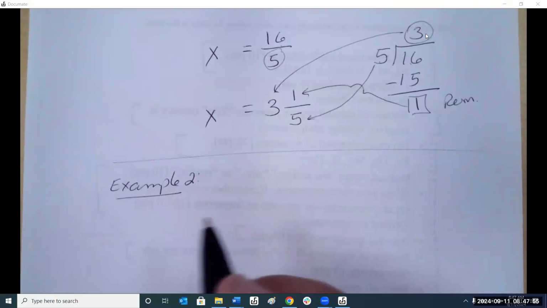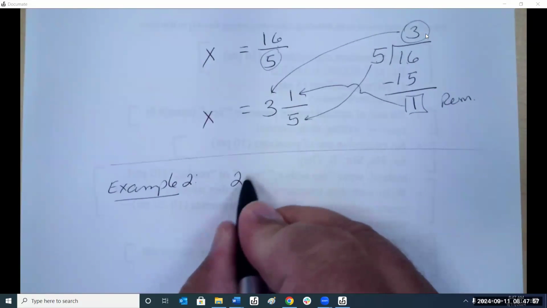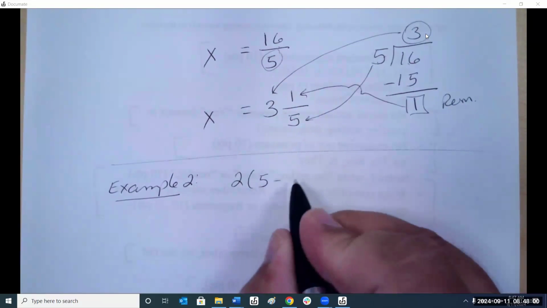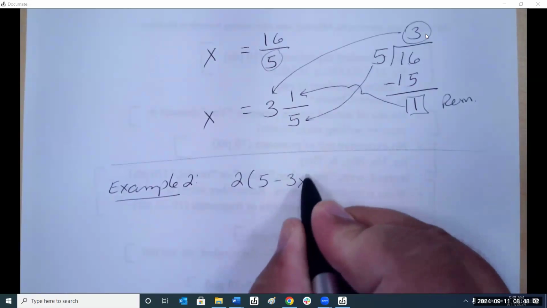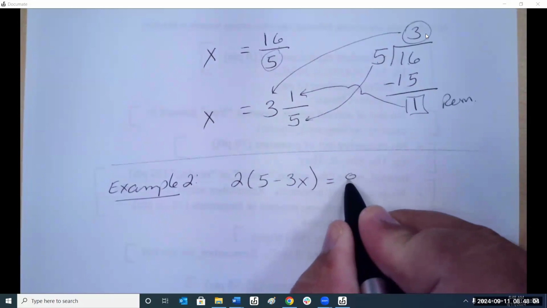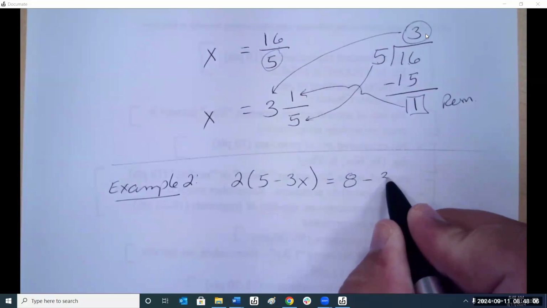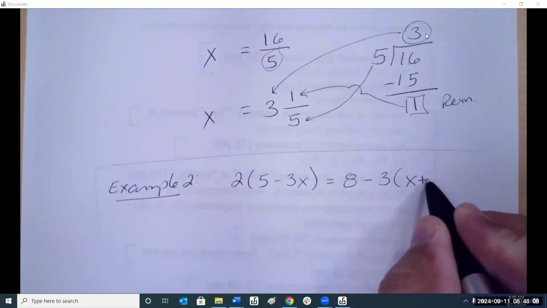Example 2. 2 times 5 minus 3x equals 8 minus 3x plus 2.